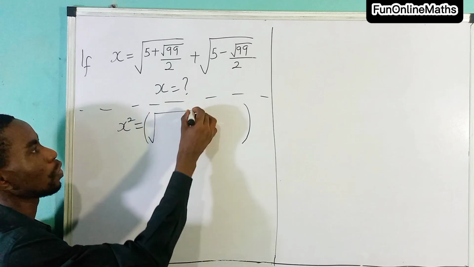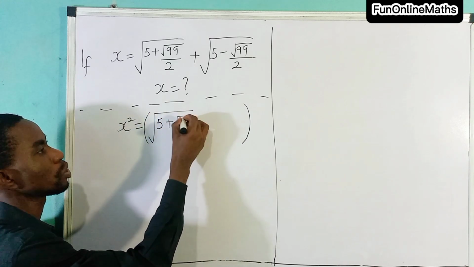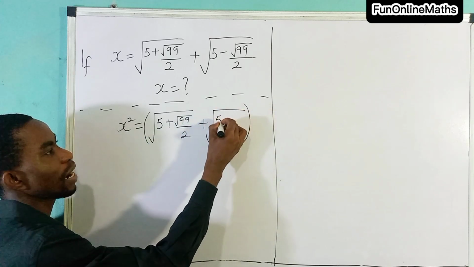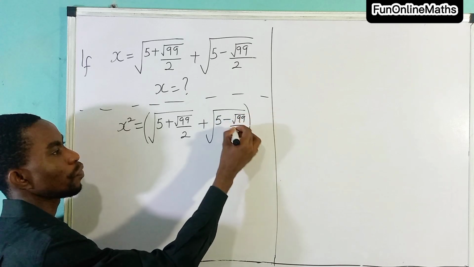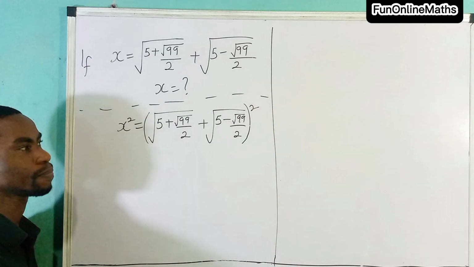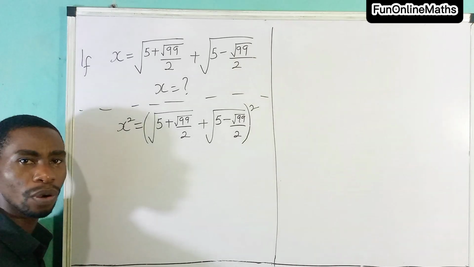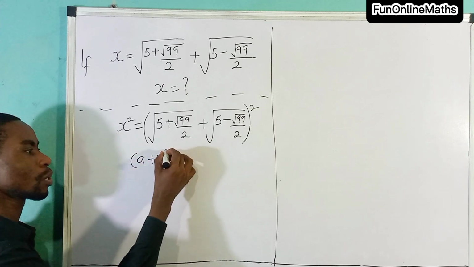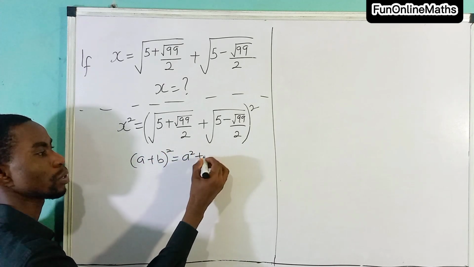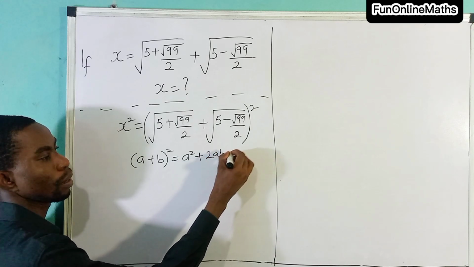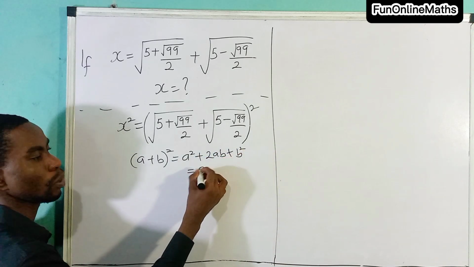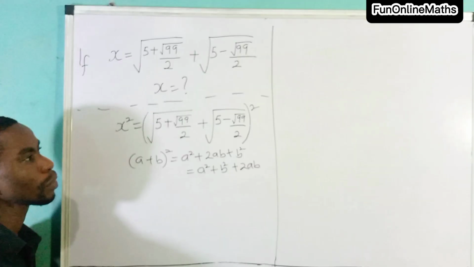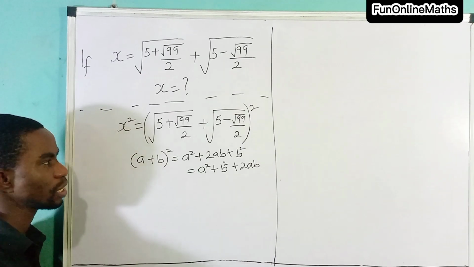And then I have the square root of 5 plus root 99 over 2, plus the square root of 5 minus root 99 over 2, all square. Now, I think that looks more complicated, right? Now, if you had a plus b all square, it is the same thing as a square plus 2ab plus b square, or put more simply, a square plus b square plus 2ab. All right, so I'm going to be using that knowledge.